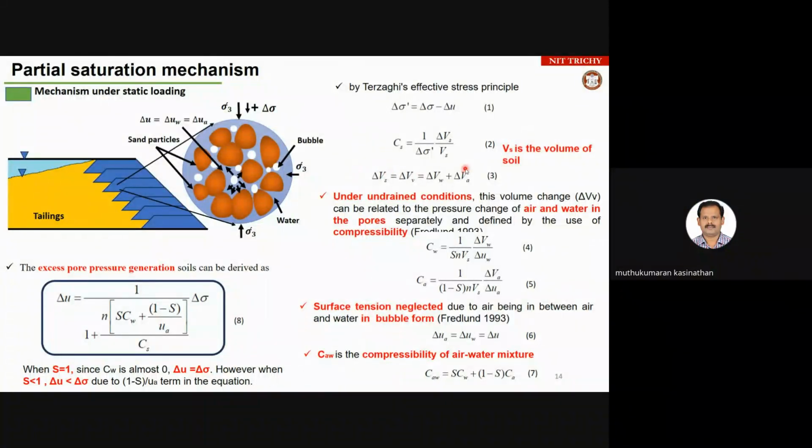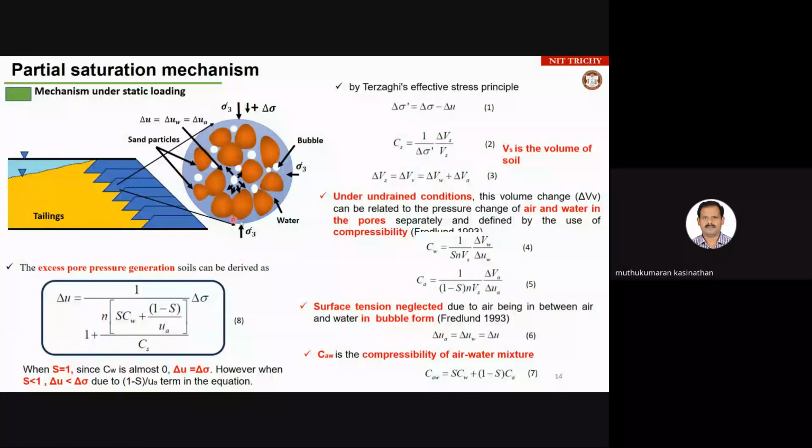Yes, this is the basic theoretical mechanism, how it is working. I will emphasize what is happening with respect to the accumulated air bubble. Before introducing the accumulated air bubble, it is a fully saturated soil mass. Whenever you increase the dynamic force, delta sigma is introduced as vertical stress, maybe under static or dynamic condition.